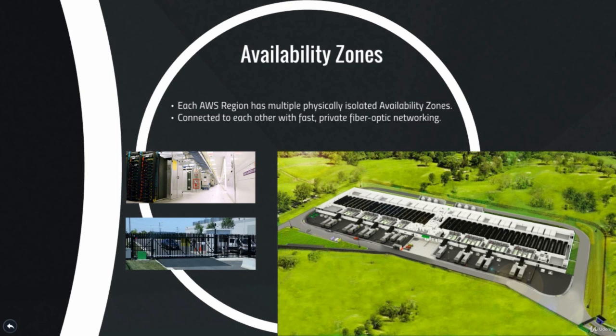This provides business continuity for your infrastructure if you have it distributed across multiple availability zones. If one availability zone goes down, the infrastructure in the other availability zone will continue to operate. The largest region, US East North Virginia, has 6 availability zones. And the availability zones are connected to each other through a high-speed fibre optic network.